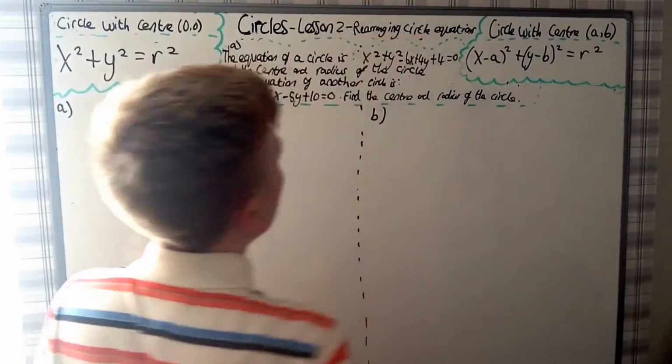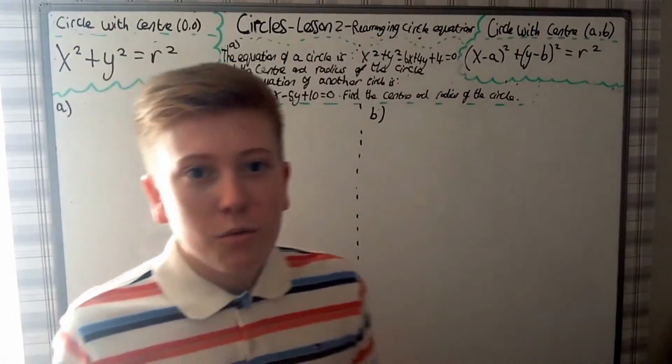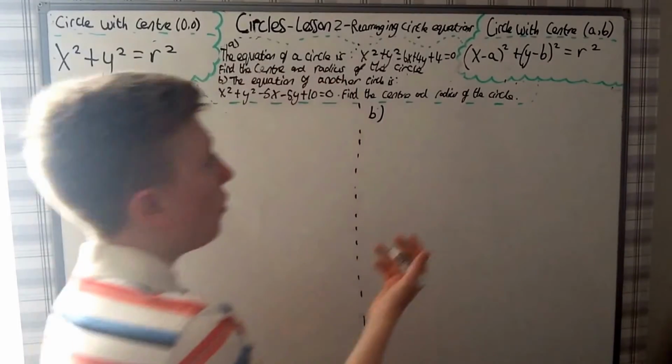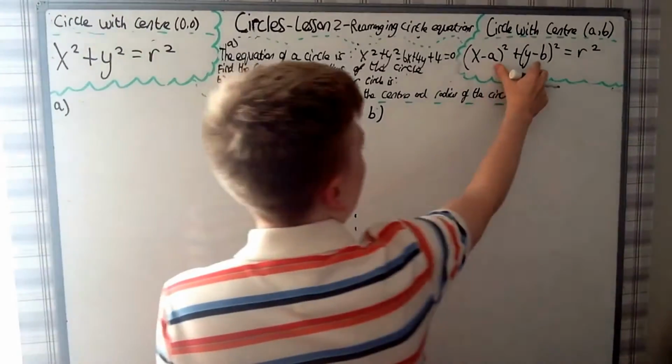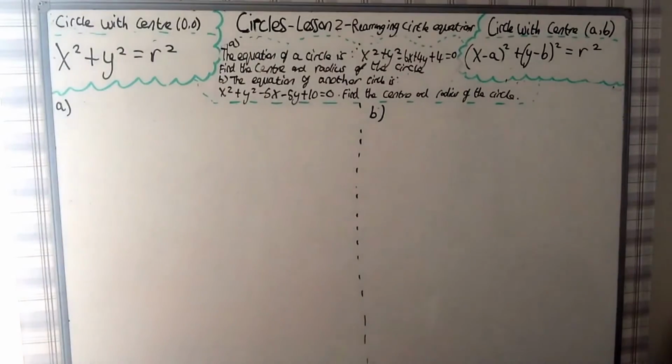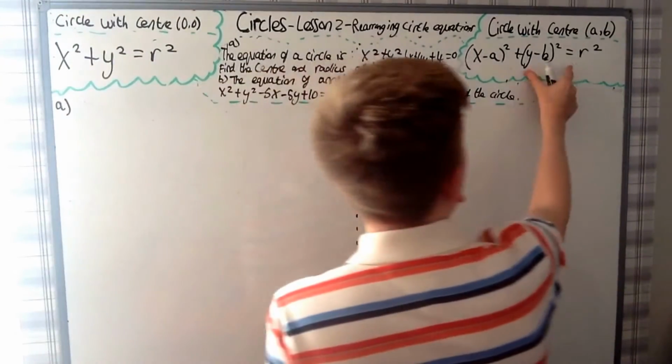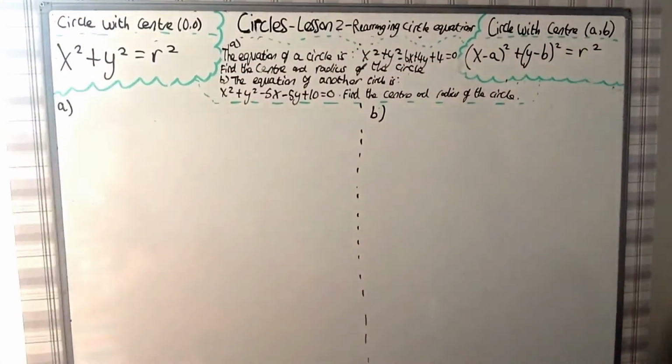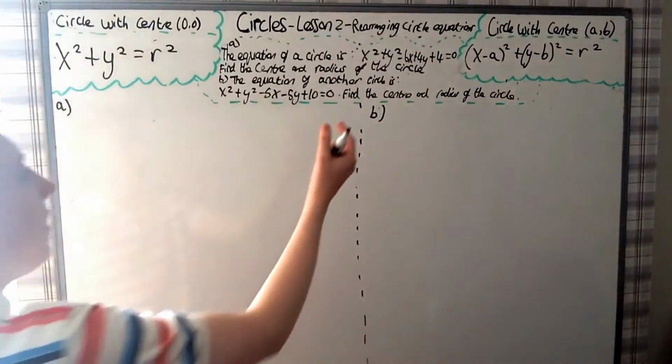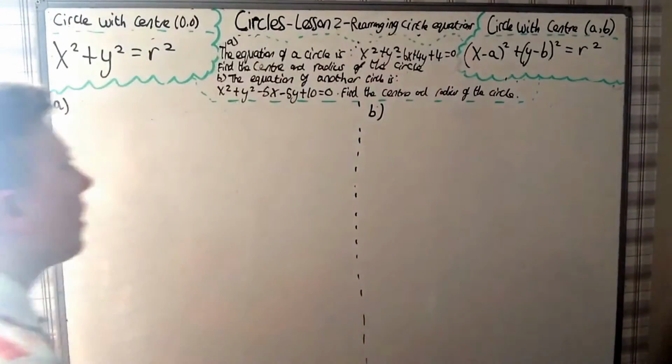It's the second lesson and we're rearranging circle equations. What I mean by that is we have to get a circle in this equation here, x minus a squared plus y minus b squared equals r squared, in this form with a centre (a, b). We do that so that we can then find the centre and radius of the circle.